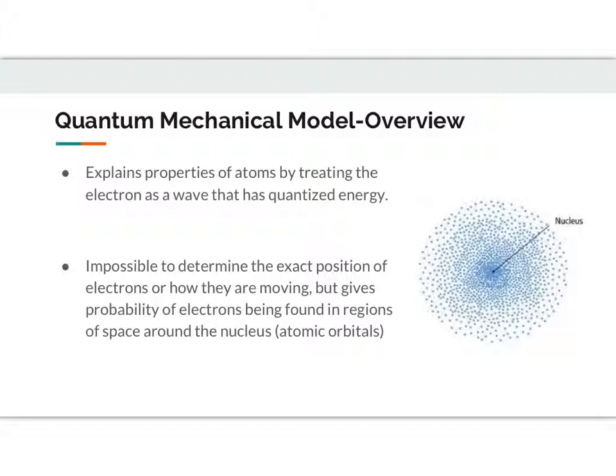The quantum mechanical model of the atom treats electrons as waves, and these waves have a certain amount of energy, or quantized energy. And instead of the orbits that we see in the Bohr model, we're going to talk about electrons being found in regions of space around the nucleus called atomic orbitals. It is impossible to determine the exact position of the electrons or how they are moving. So we're going to talk about the probability of electrons being within these atomic orbitals.